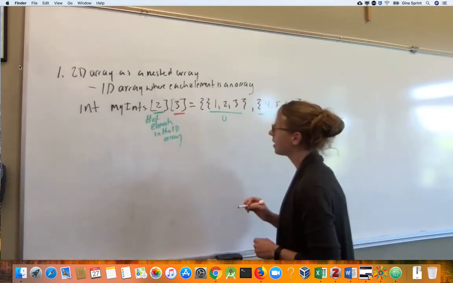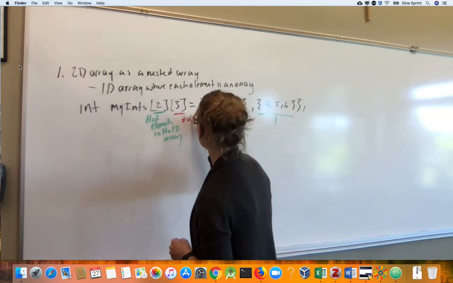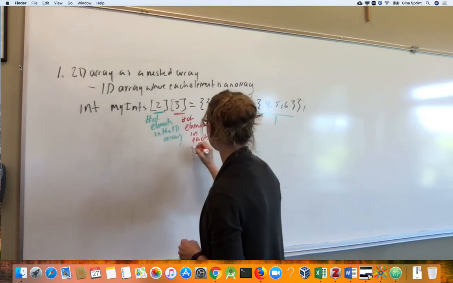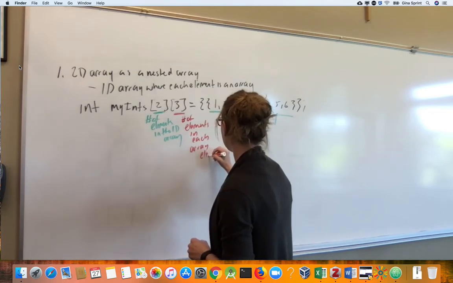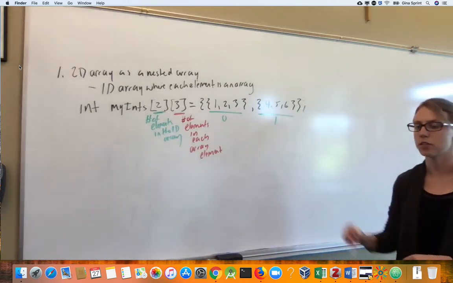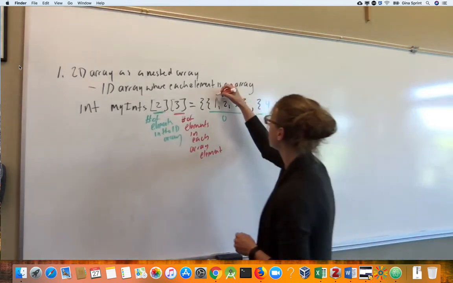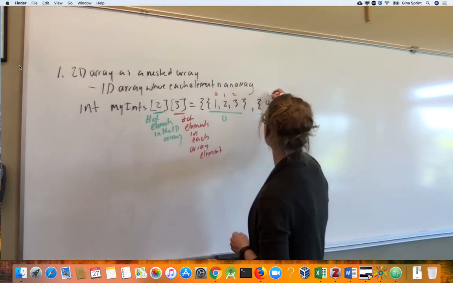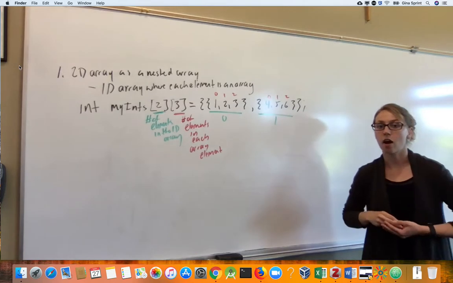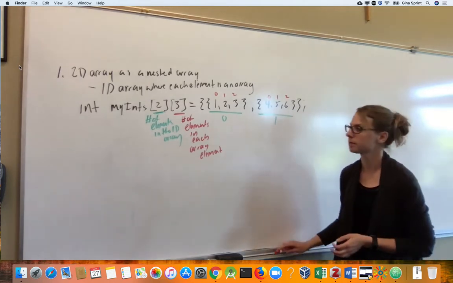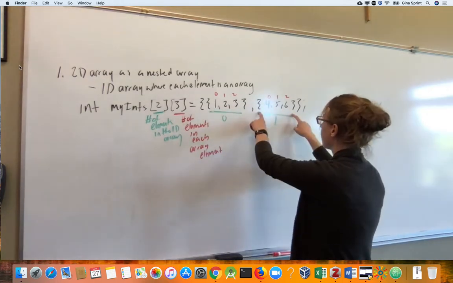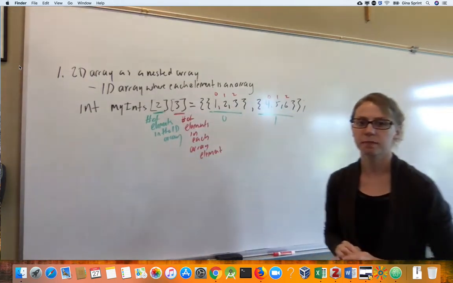The red here is the number of elements in each array element, referring to the green. So we've got 0, 1, 2, 0, 1, 2. Those are the valid indices of our nested arrays. This array is nested in this array, and this array is nested in this array.